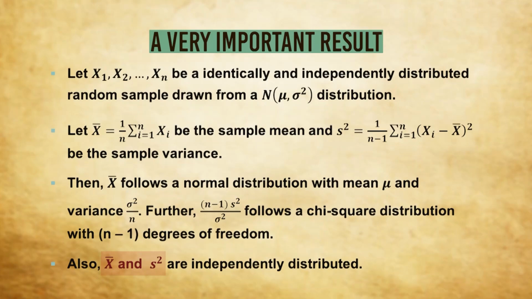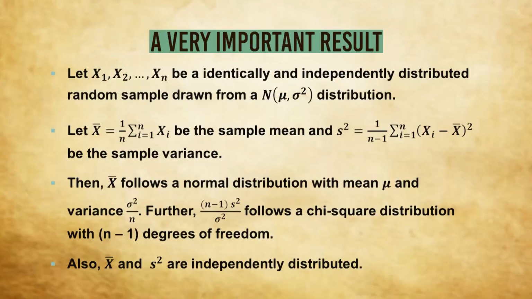That means, in a nutshell, what we want to say by this result? If we have a random sample drawn from a normal mu, sigma square population, we define x bar as a sample mean and s square as a sample variance. X bar will follow normal mu comma sigma square by n, while n minus 1 s square by sigma square will follow a chi-square distribution with n minus 1 degrees of freedom. And x bar and s square are independently distributed. This is a very important result, and we will apply this result in several situations, as we will be able to see in the subsequent lectures. Now, we shall come to some numerical examples of chi-square, T and F distribution.